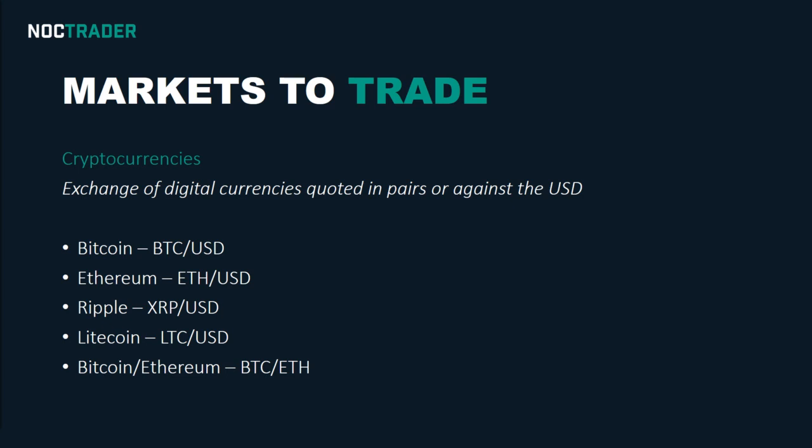Most cryptocurrencies are traded against the US dollar unless explicitly stated otherwise. So if you see Bitcoin or Ethereum or Ripple and it doesn't have any slash USD or slash GBP, you have to just assume it's against the US dollar. However, it can also be traded against another cryptocurrency such as Bitcoin against Ethereum. But this is normally only the major ones.